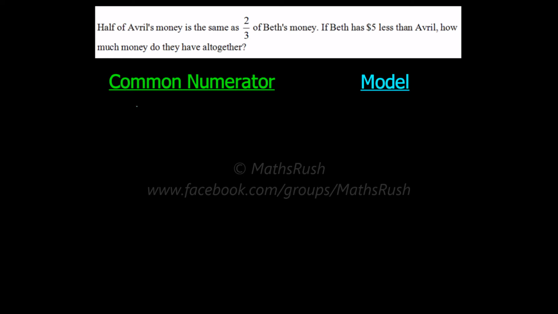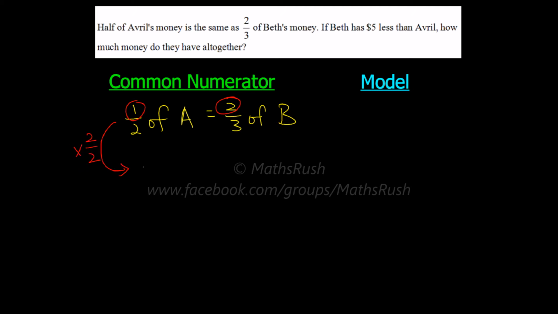So how do you do this question? Simply translate the first sentence: half of Avril's money is the same as 2/3 of Beth's. Common numerator means that we need to make the numerators the same. So by making the numerator the same, I need to make use of an equivalent fraction, times 2/2, and then my next working is 2/4 of Avril's will be the same as 2/3 of Beth's.